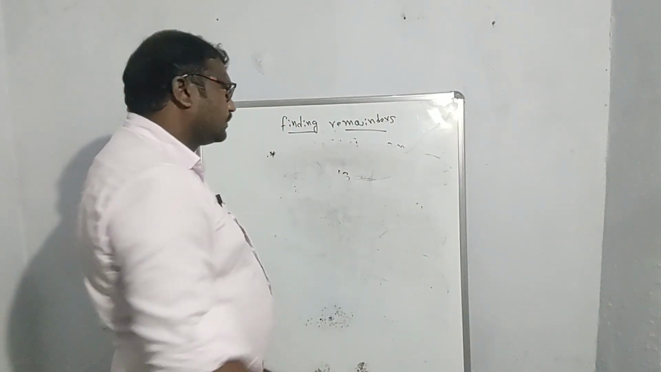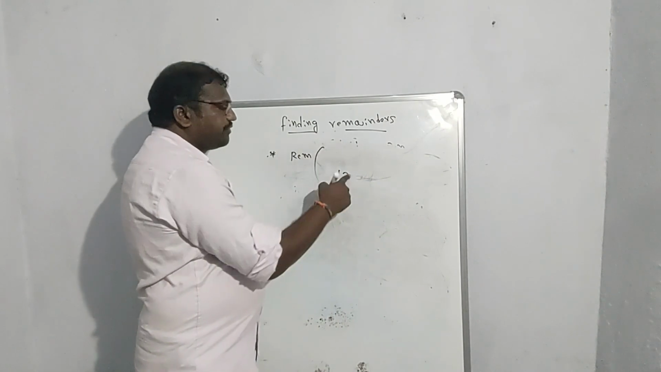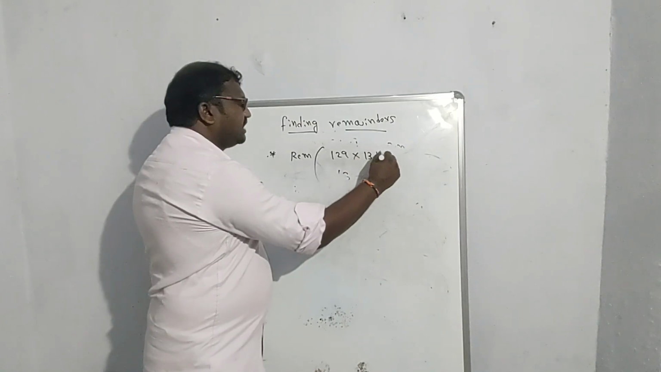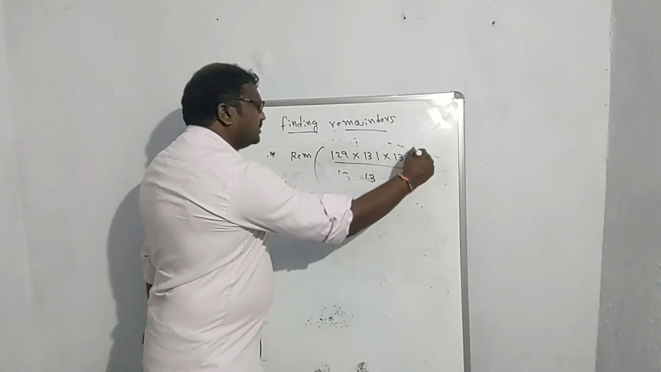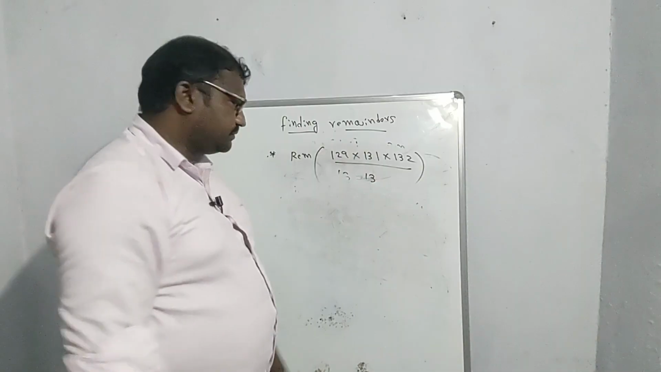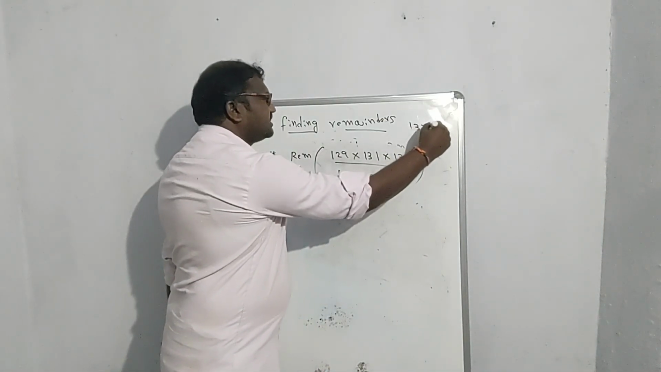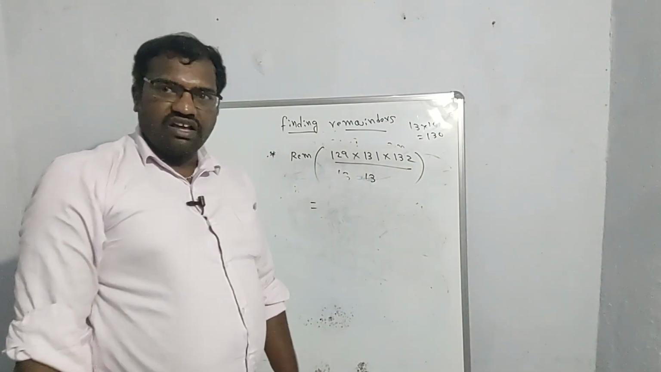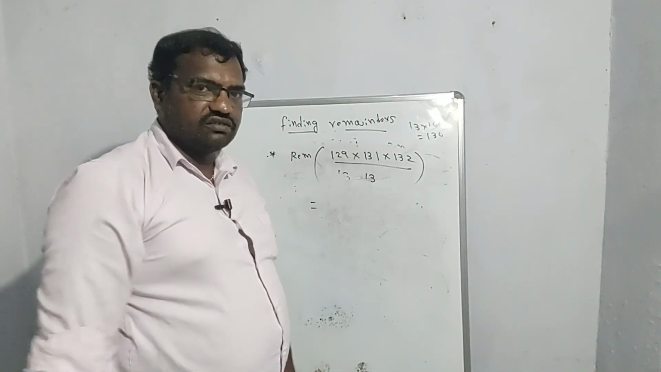Next, remainder of 129 into 131 into 132 divided by 13. So what is your remainder? Here, 13 tens is how much? 13 tens is 130. So we can consider 130 divided by 13, the remainder is 0.